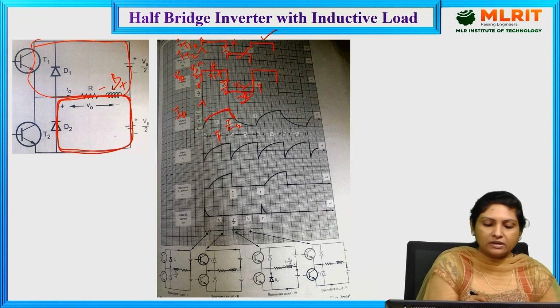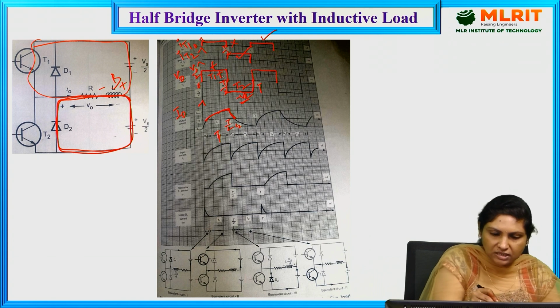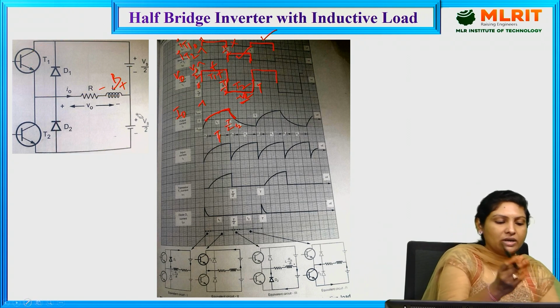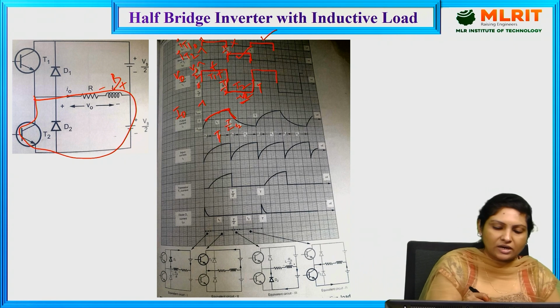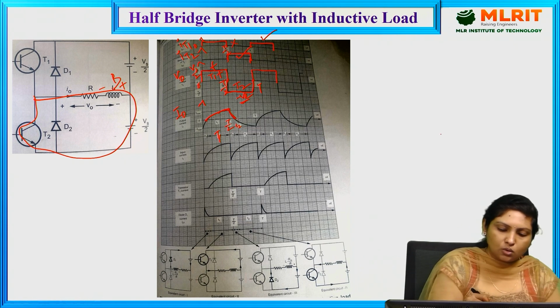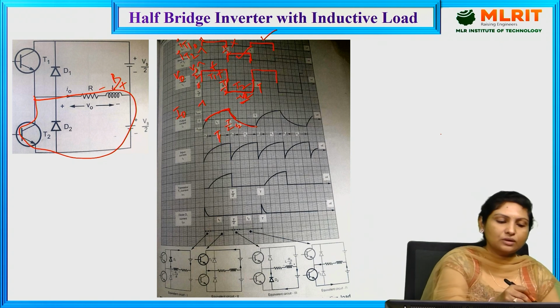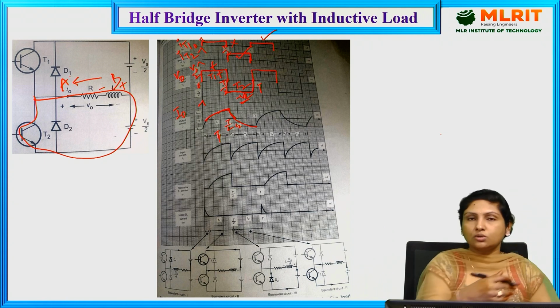And now, right from this instant called T by 2 itself, we have provided the base drive for the transistor 2. So transistor 2 is conducting current through the load from B to A. Now current through the load is building at a slow rate in the negative direction. Why is it in the negative direction? If you observe, current flow because of T2 is from B to A, which is in the reverse direction to that of the first case.